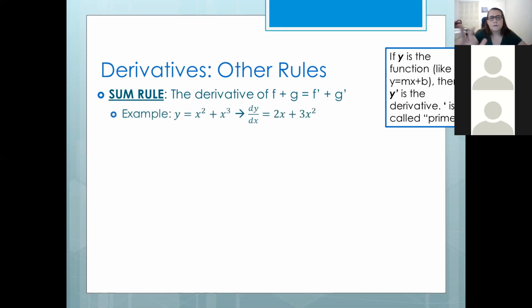So for example, right, if our function y equals x squared plus x cubed, we can find the derivative of y with respect to x, dy dx. And so we're going to apply the power rule here. So we multiply the coefficient by the exponent, subtract 1 from the exponent. The derivative of x squared is 2x. The derivative of x cubed is 3x squared. So the derivative of our whole function, y, is those two pieces added together, 2x plus 3x squared.